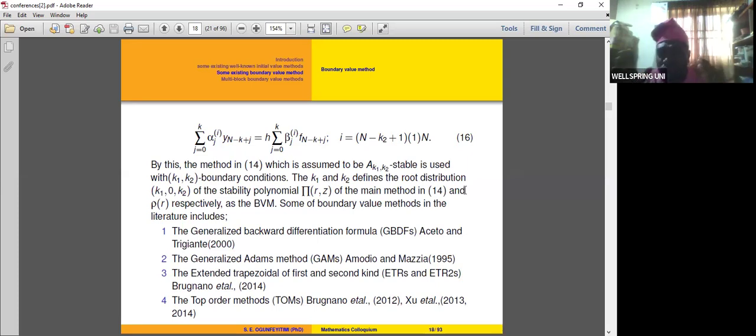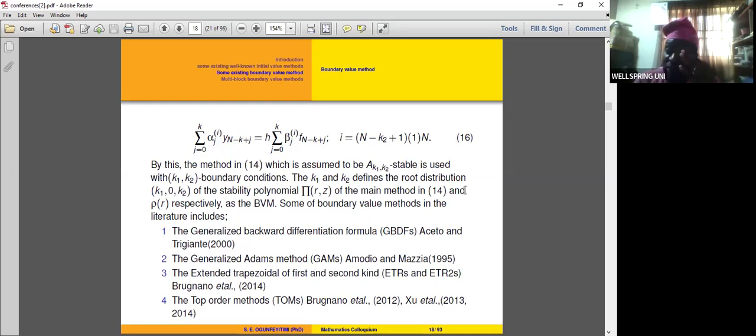Those roots inside and those roots outside will tell us how to couple the initial and the final together before implementation. Then we have some boundary value methods in the literature. I only mention a few here. We have the generalized backward differentiation formula, the generalized Adams method, the extended trapezoidal rule, and the top order method.